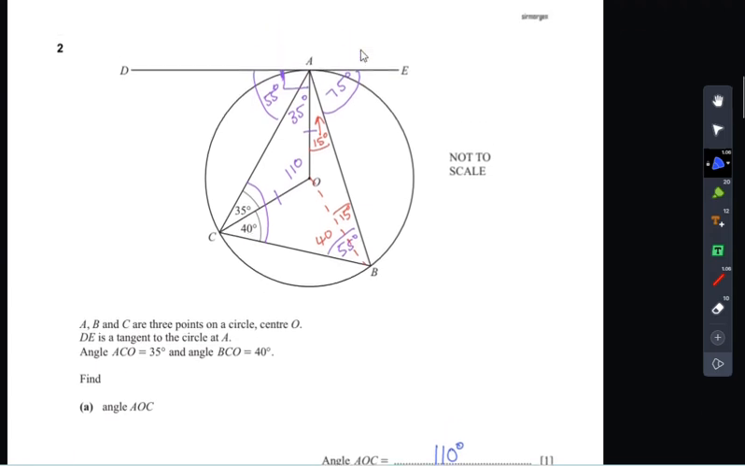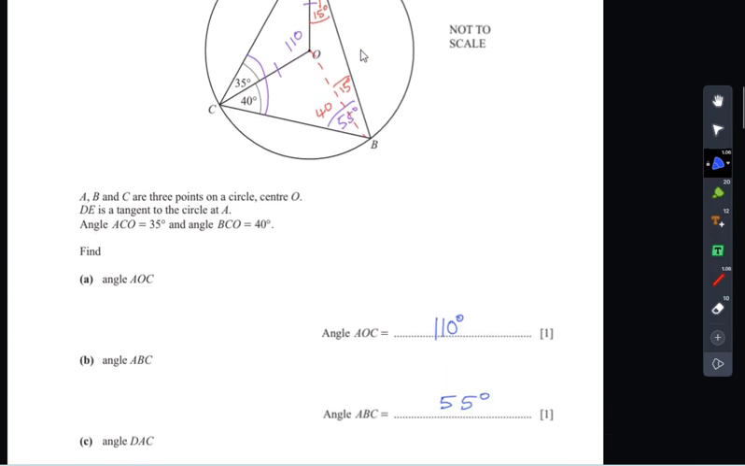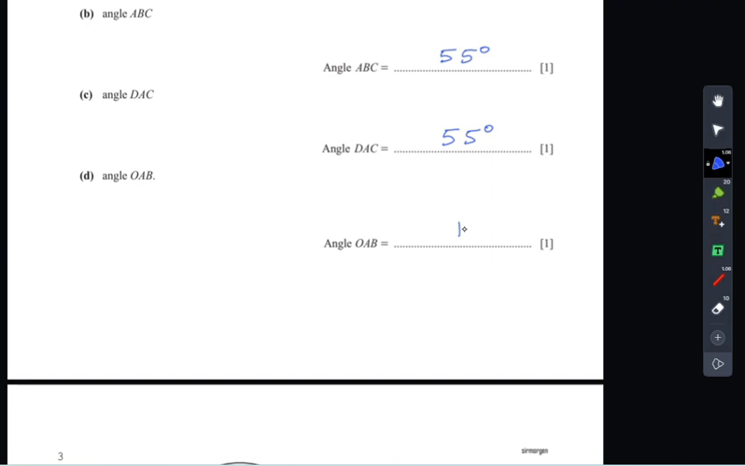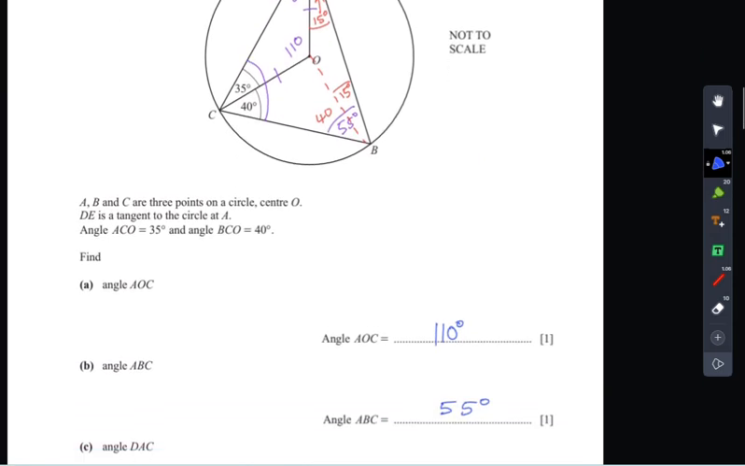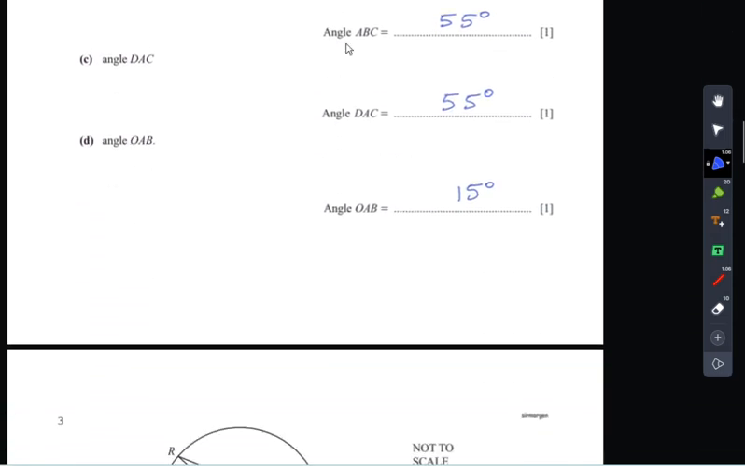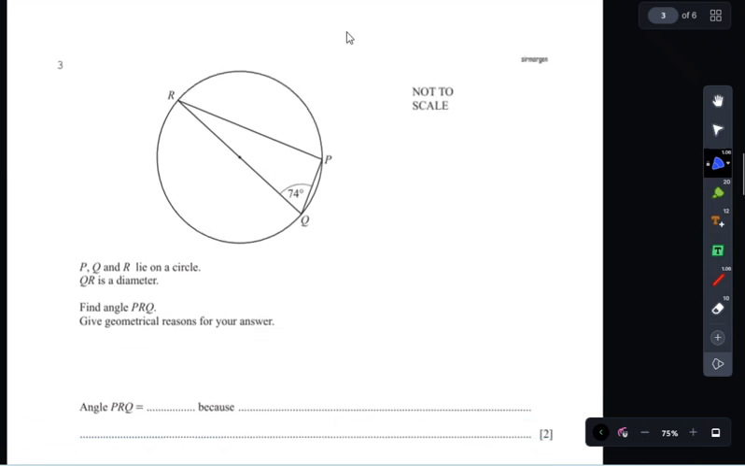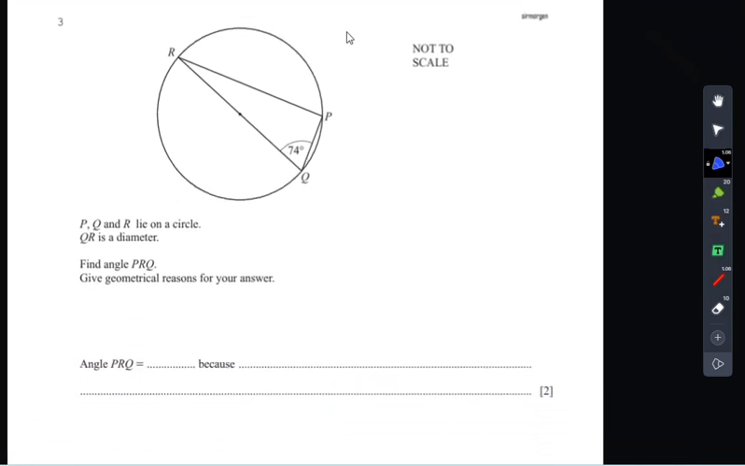OAB, that's 15 degrees. All right, super. We got this one right. Okay, so you can always double check. There are so many ways of getting these answers, but you just have to be vigilant there.